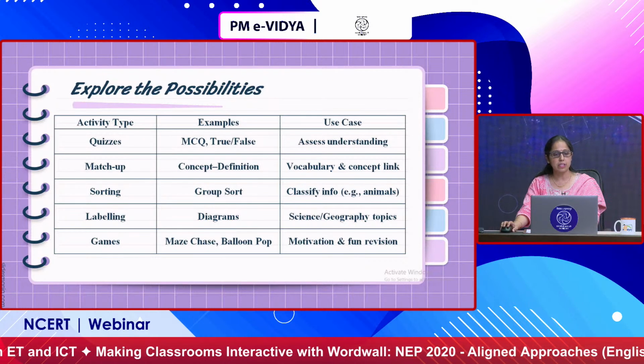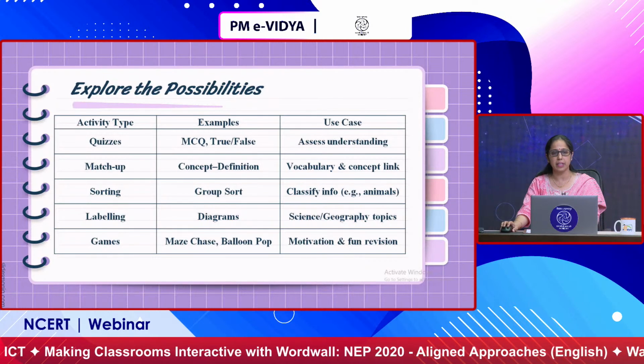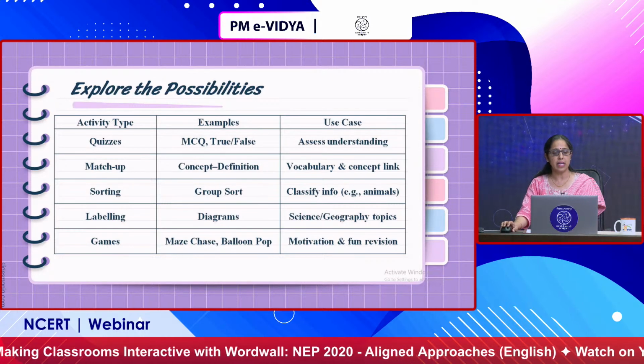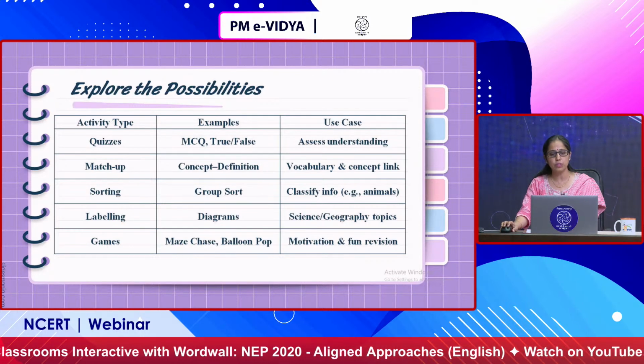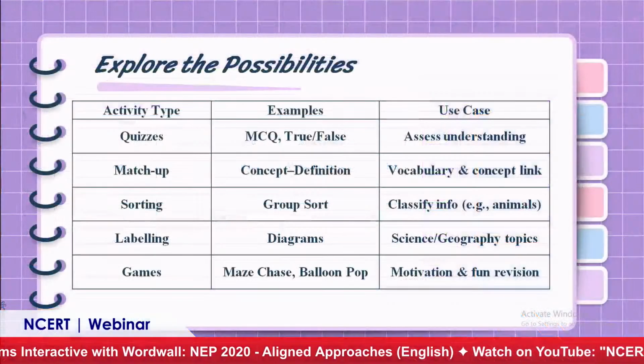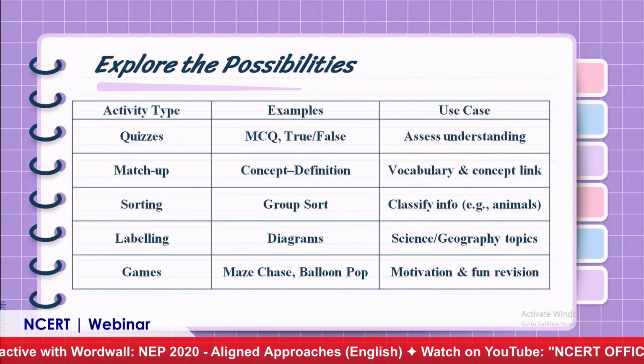Activity types are quizzes, matchups, sorting, labeling, and games. For example, in a quiz we can give MCQs and true-false, with the use case of assessing understanding. Then is the matchup. Matchup is for conceptual understanding, whether you are able to link the vocabulary with whatever the questions are. So that is what shows your conceptual understanding.